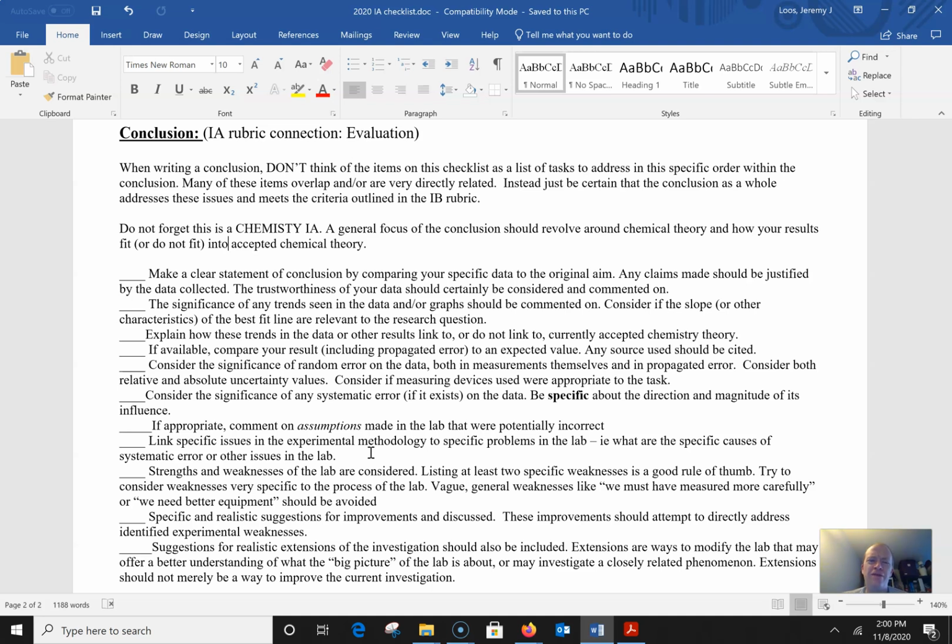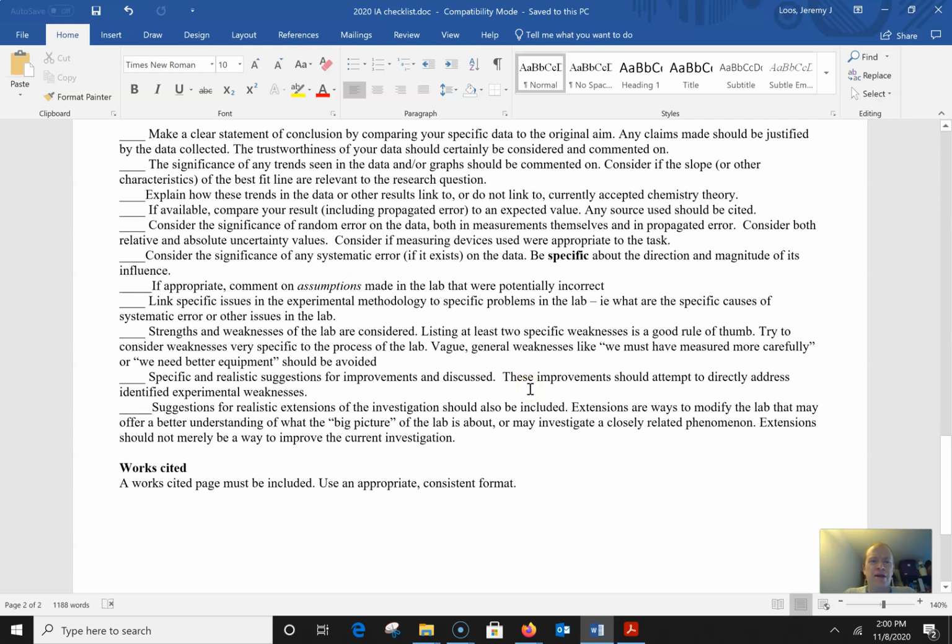I can't stress enough how important it is to keep in mind the chemistry, okay? This is a chemistry IA. We should be talking about chemistry in this conclusion. I've read a shocking number of IAs in the past where chemistry is barely brought up in their conclusion, and so that's a big problem. This is particularly true, I think, if you have a database IA.